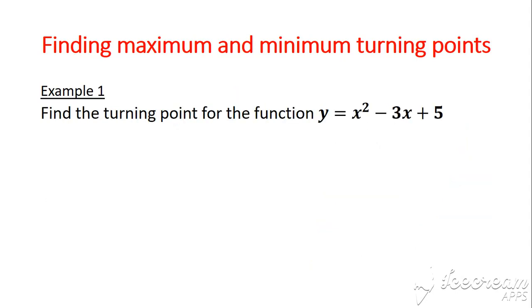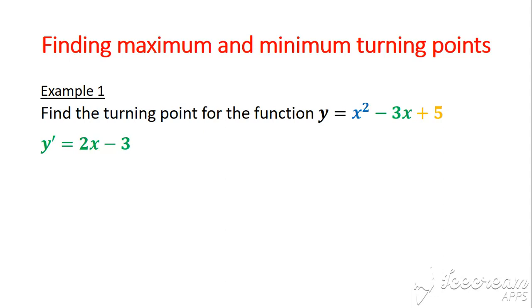All right, let's get into example 1. This is a level 2 type question, but let's remind ourselves how to do it before we move into a level 3 type question. Find the turning point for the function y is equal to x squared minus 3x plus 5. Well, let's work out y dash first. So x squared differentiates to 2x, minus 3x differentiates to minus 3, and the plus 5 disappears.